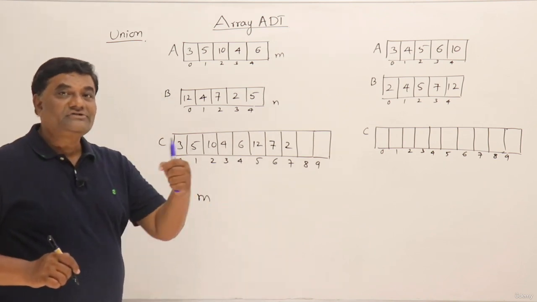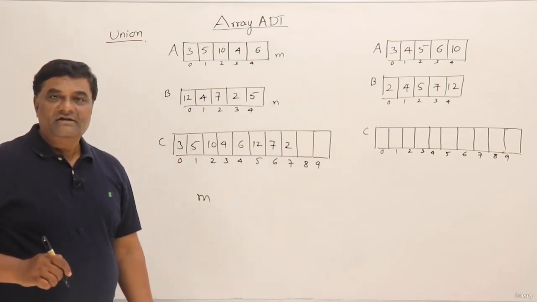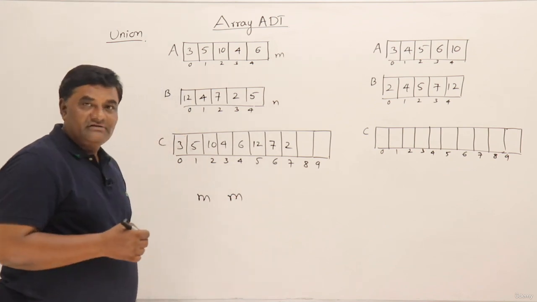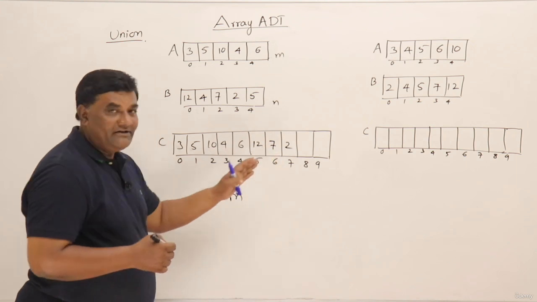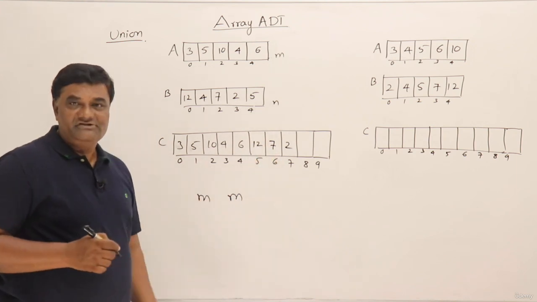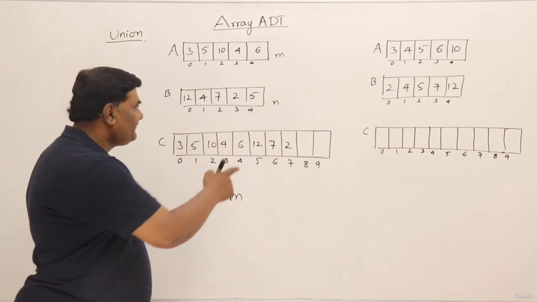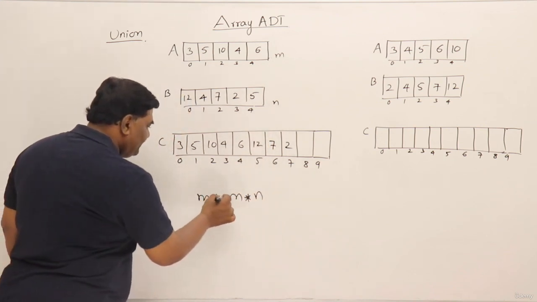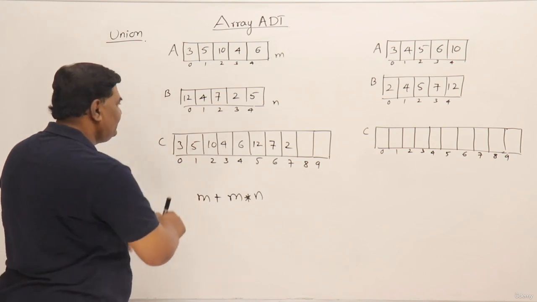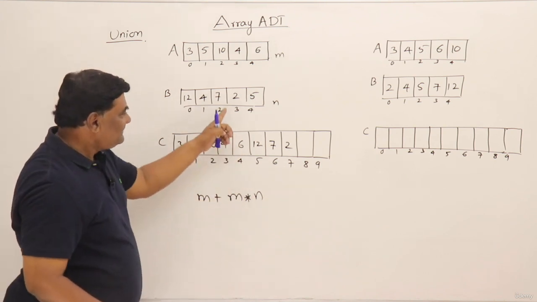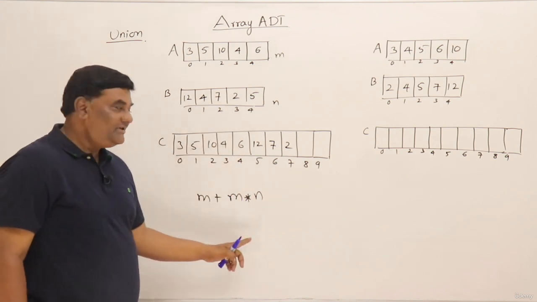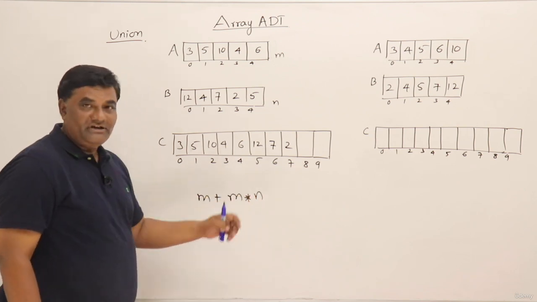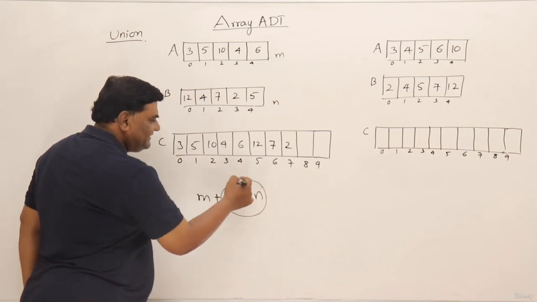Every element we have to search. So how much time is it taking? M is the time taken for searching. No doubt the elements increase afterward, but let us say m is the time for searching. How many times have we done this? N times, so m into n. The total time is m for copying the first array's elements, then copying the second set's elements, where every element has to be compared. So this is m plus m into n.